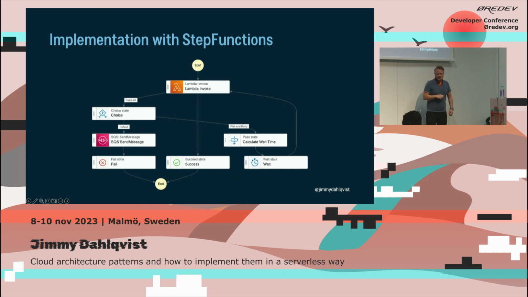It will look something like this. The Lambda function, we try to invoke it. We have a choice state to figure out if we are failing or not. We catch it, and then we either send a message to an SQS queue, if we had the max number of retries, or we do a calculation of the wait time, enter a wait state, and go back to the Lambda function.